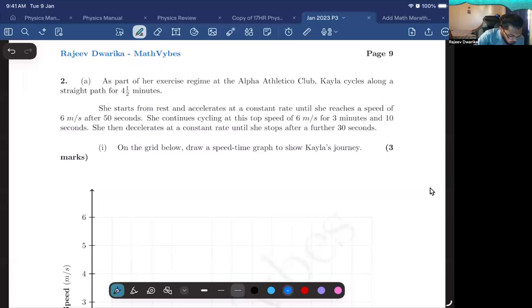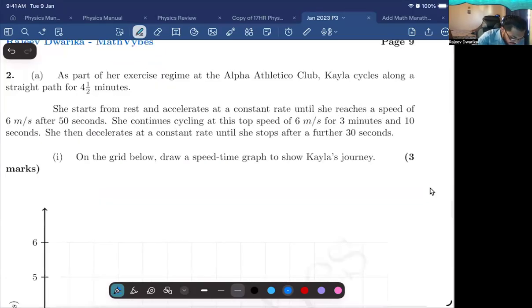As part of an exercise, what? Some of them things are blurry, sir. Okay, so as part of an exercise regime at Alpha. Yeah, that's Alpha. Okay.